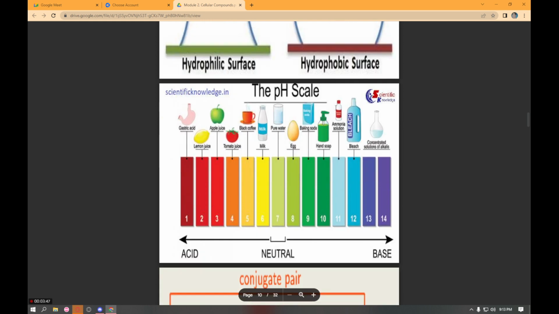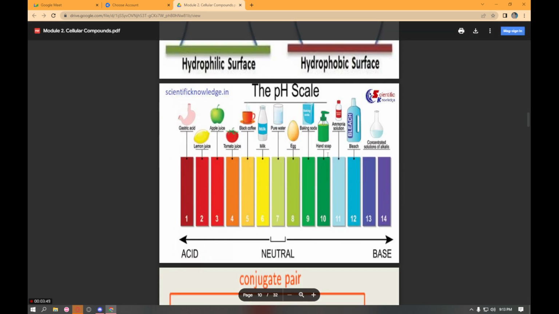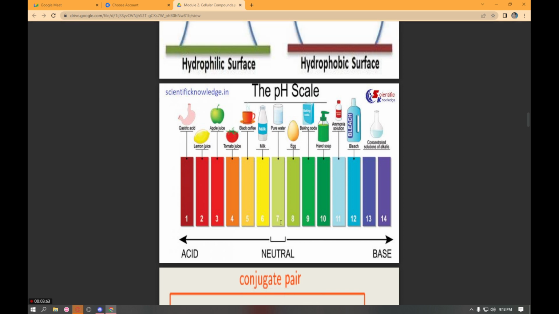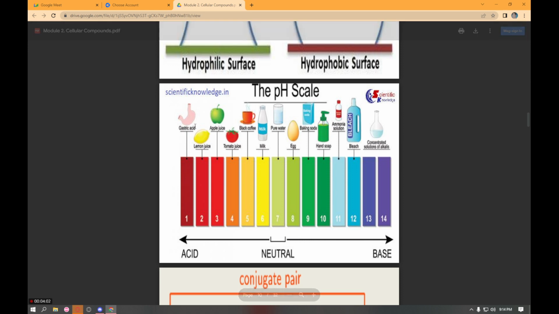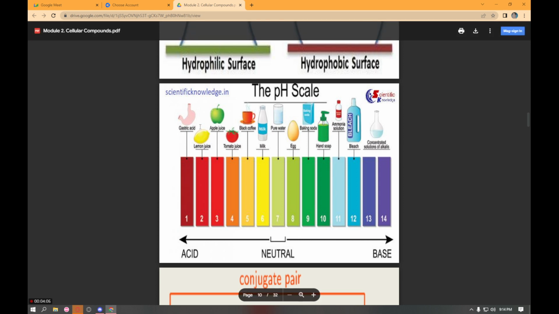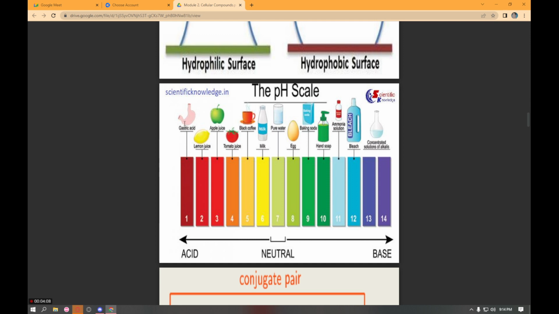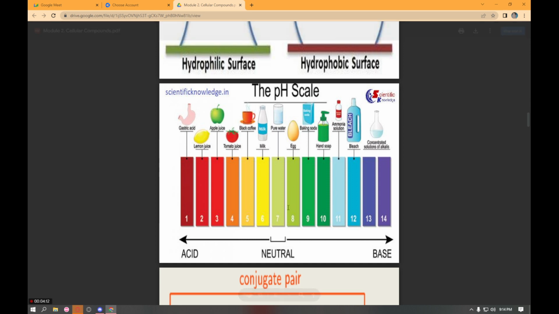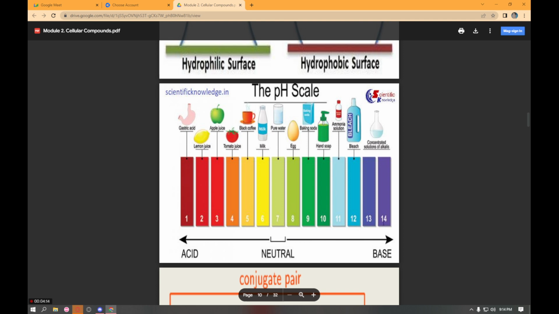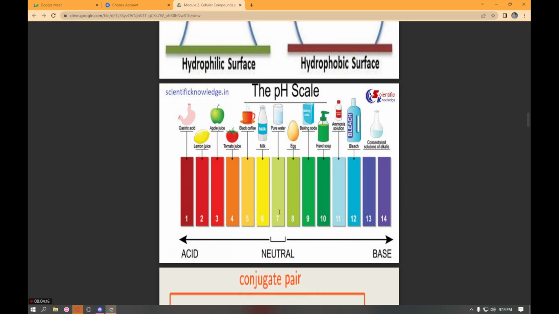Now we are with your pH scale. Your water here has a pH level of 7. If it is less than 7, it is an acid. The gastric juice is the strongest acid here with a pH level of 1. The gastric juice produces hydrochloric acid. How about if it is more than 7? Then it is under the base, because that is more than 7.